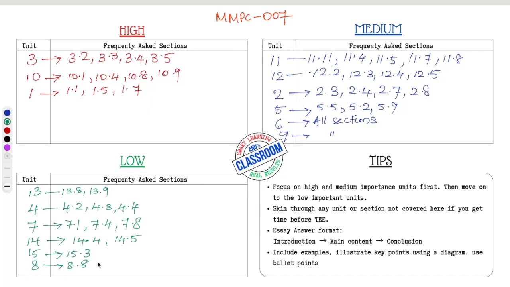Okay, so these are the high, medium and low importance units as well as sections. If any section has made it to this particular screen, then understand that questions have come from there. Any unit or sections that have not been covered so far is because they have not been part of any term end examination question paper yet. Okay, emphasis on the yet.